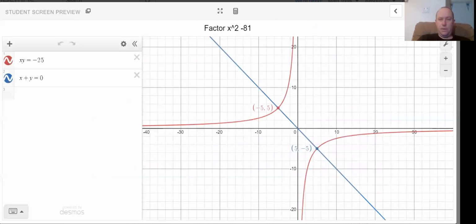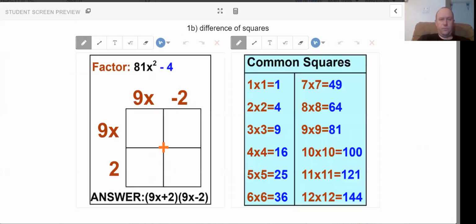This one we've seen multiple times. Notice you could also do it on here as well if you needed to. 2 numbers times to make negative 25. And there was no x's in the middle, so x plus y is 0. That could also get us that question as well.